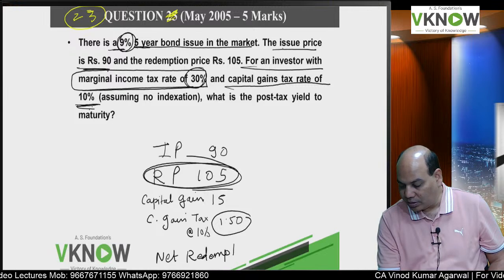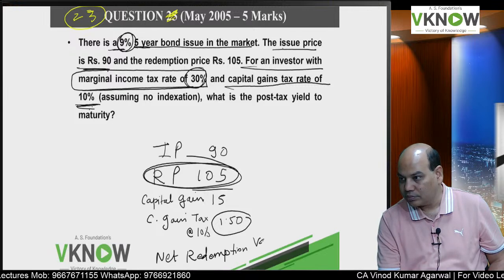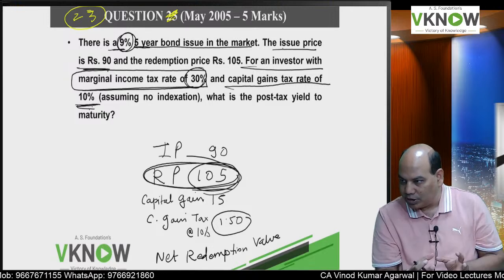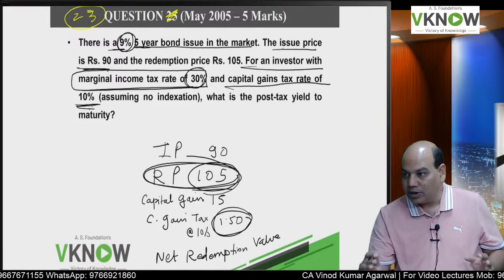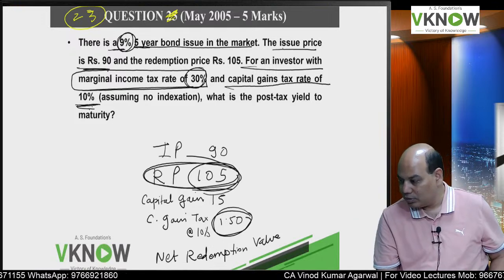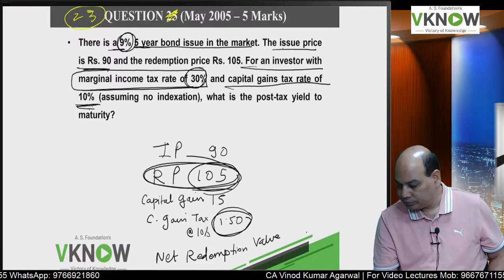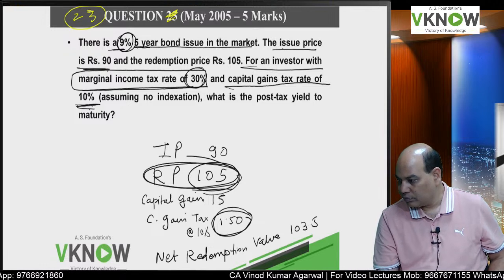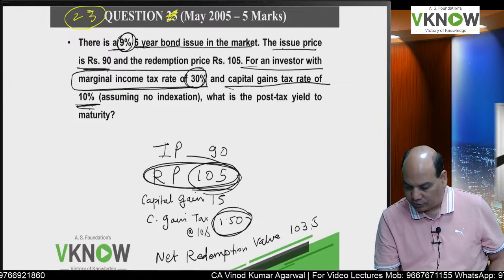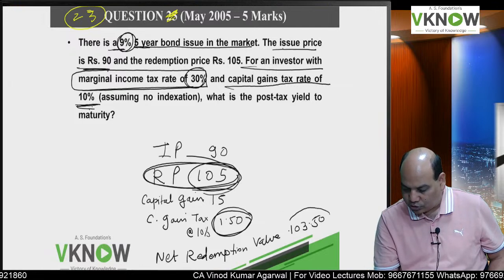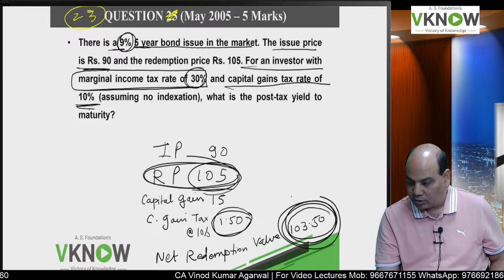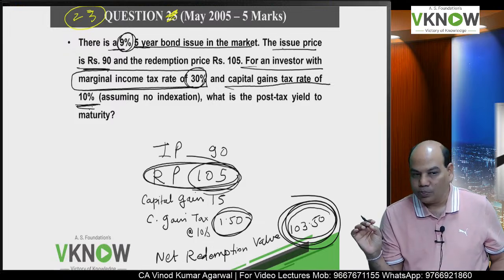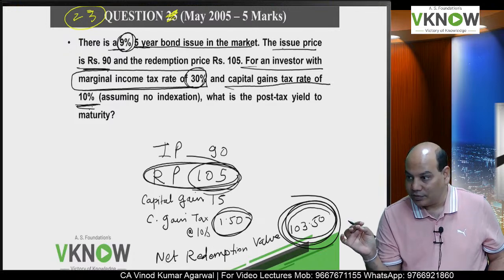How much net amount will come into your pocket? 105 you will get from the company, 1.50 tax you will pay to the government, so you will get 103.50 as redemption value. So this time my redemption value will be after considering tax. I will get 1.50 less.